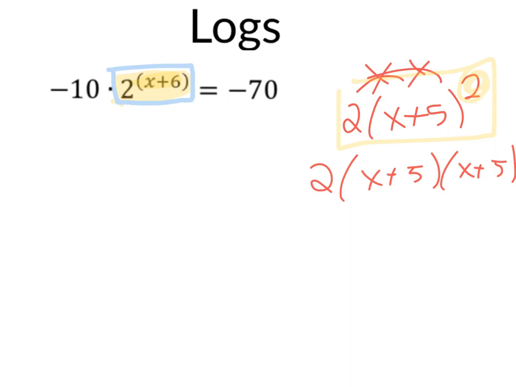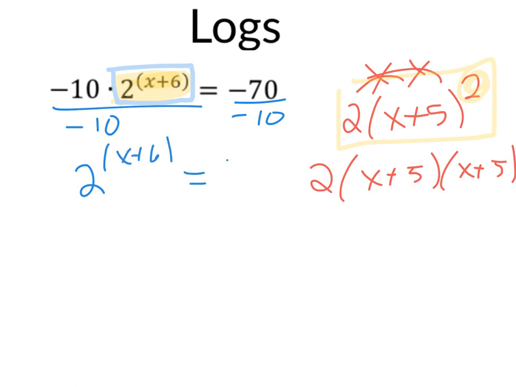So what you have to do first is you have to get the parent alone. Always get the parent alone. So you're going to divide both sides by negative 10. That gives you 2 to the x plus 6 equals 7. Oh, wow, look at that. Now, how do we solve this? Unfortunately, these are not like bases. If this 7 were an 8, oh, that'd be nice and easy.